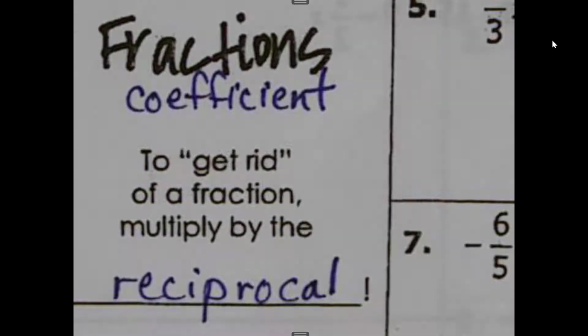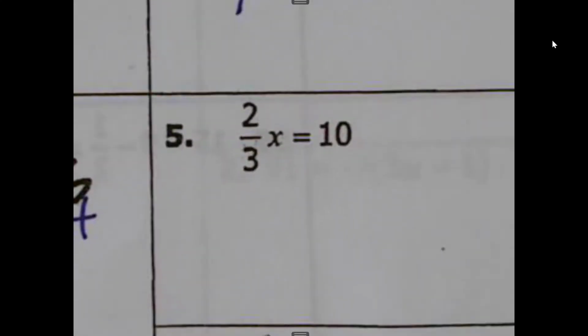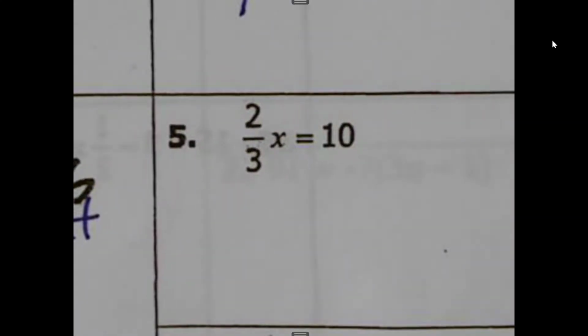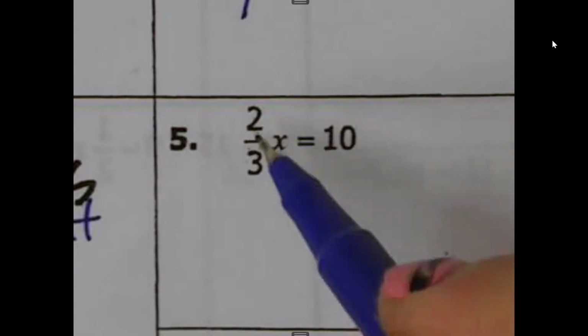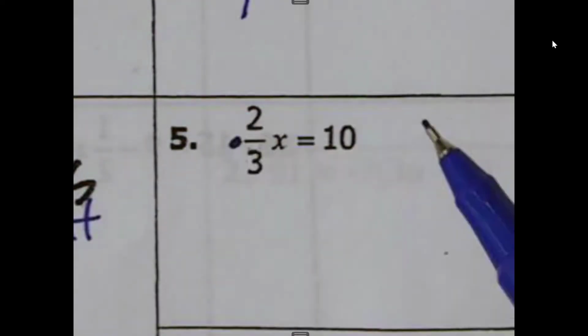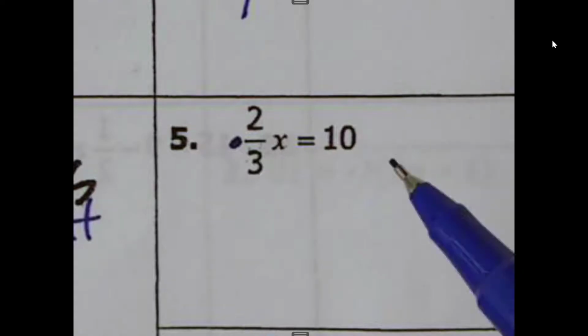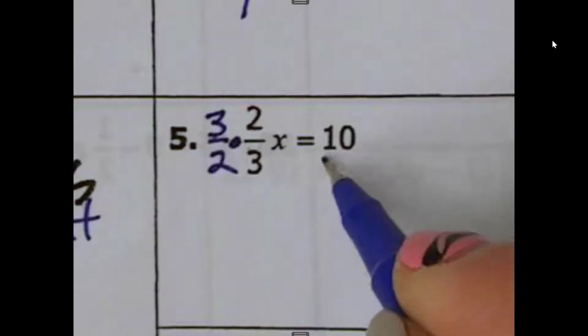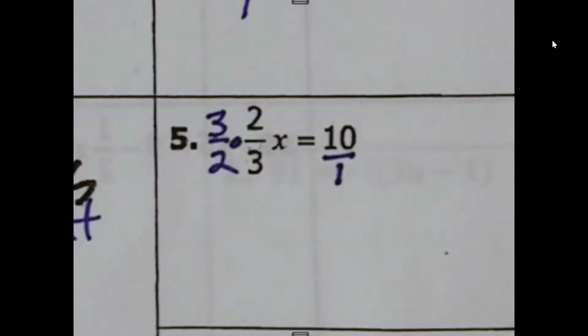So I'll go over an example there. And on these, you just have to be careful of signs. We just need to make sure that we get the right sign. So number 5, this is indicating multiplication. So what do we multiply to get 1? It's called multiplicative inverse. We multiply by the reciprocal. And make sure you put a 1 underneath the 10.